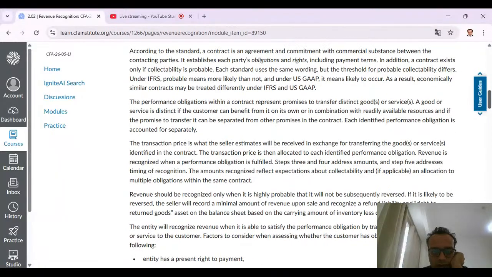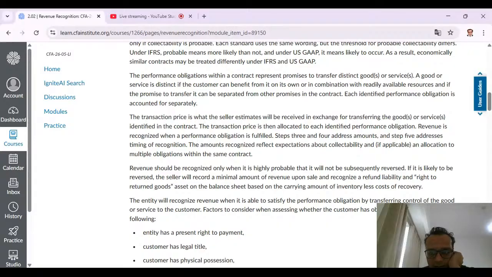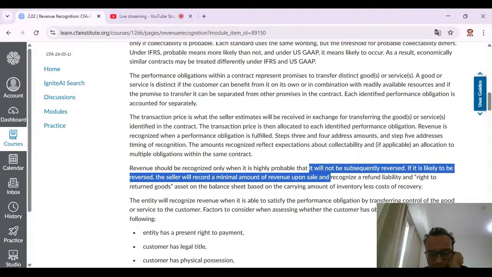Revenue should be recognized only when it is highly probable that it will not eventually be reversed. अगर वो कल उठ के पैसा रिवर्स होने वाला है कि वो पैसा देने ही नहीं वाला है, तो मैं क्यों रेवेन्यू रिकॉग्नाइज करूं?